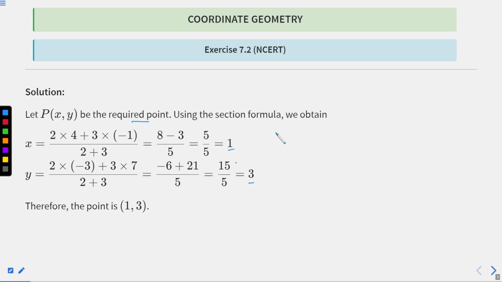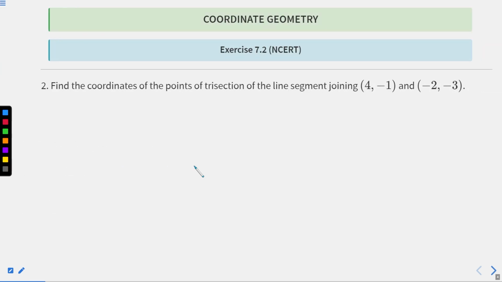By using that formula we are able to find the value of x equal to 1 and the value of y equal to 3. Therefore, the required point is 1 comma 3. So this point 1 comma 3 divides the join of point A, that is 4 comma minus 1, and B, that is minus 3 comma 7, in the ratio of 2:3. I think you understand this. Now let us move to question number 2.